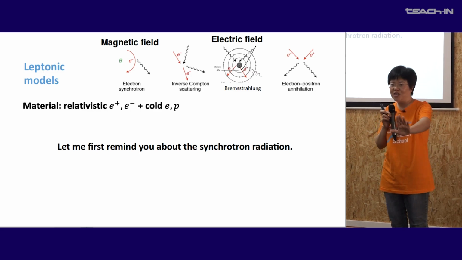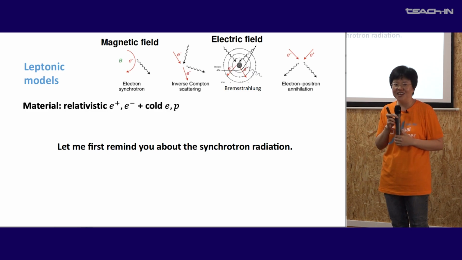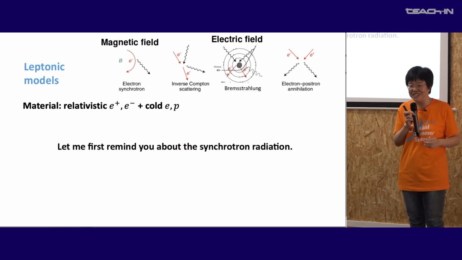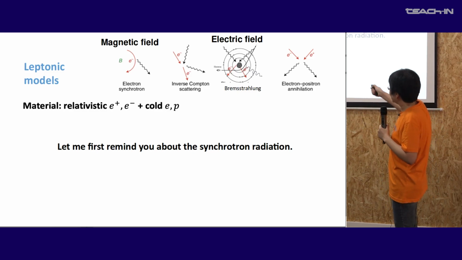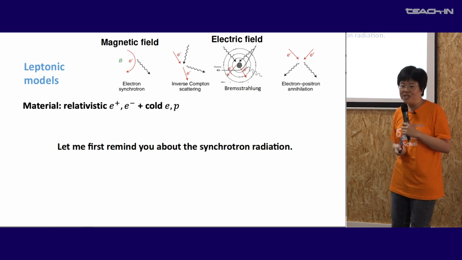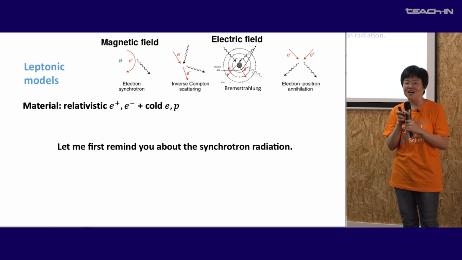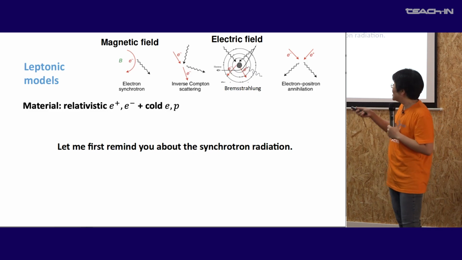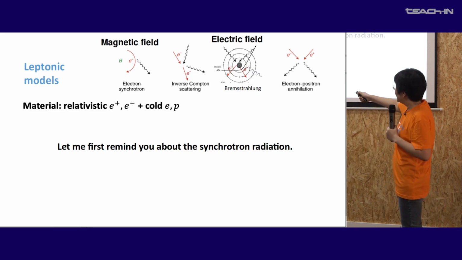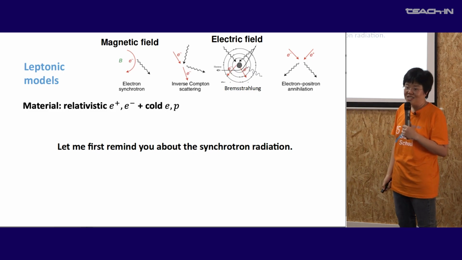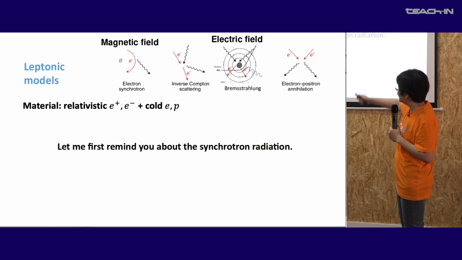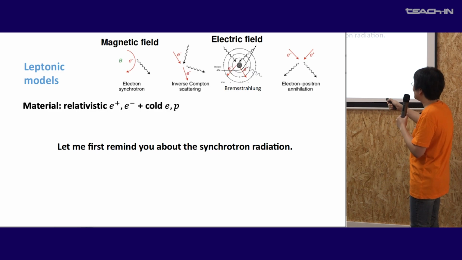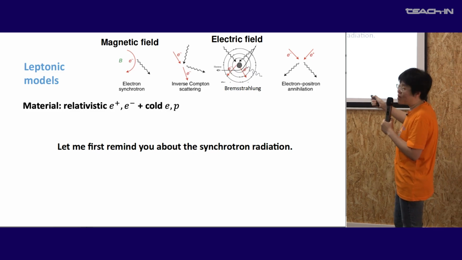Before we move to real astrophysical sources, let's review some processes. Elena has already introduced synchrotron radiation, so let me show this picture. Normally we say a leptonic model means the radiating or moving particles are leptons, like electrons and positrons. When there is a magnetic field, they will undergo synchrotron radiation, and also inverse Compton, and also Bremsstrahlung, right?